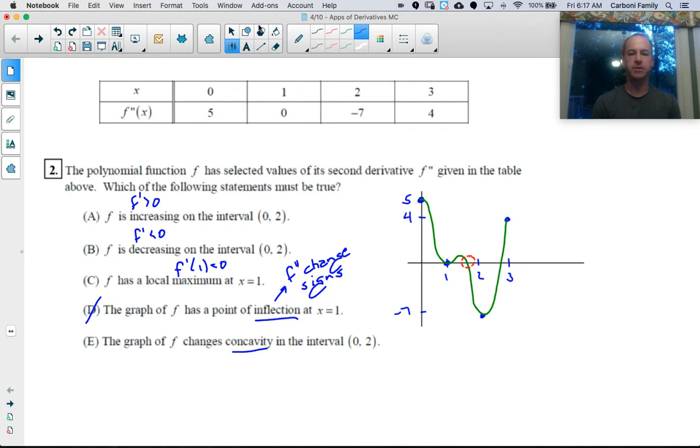Now, of course, it is probably more convenient to connect these in the most obvious way, and that would be coming straight through and then back up. And in that case, the inflection point could be at 1. However, it doesn't have to be, and we are looking for the one that must be true. So E must be the right answer. And the reason this one is true is because here they're just saying f changes concavity. So that means my second derivative changes signs.